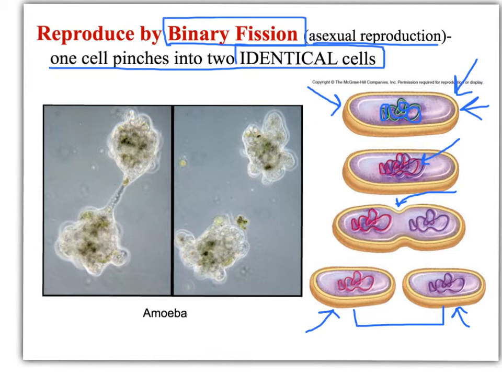It will probably really be helpful for you to pause right now and actually draw a picture of binary fission. So write the word and draw a picture. It'll help your brain remember it later when you find it on the test.